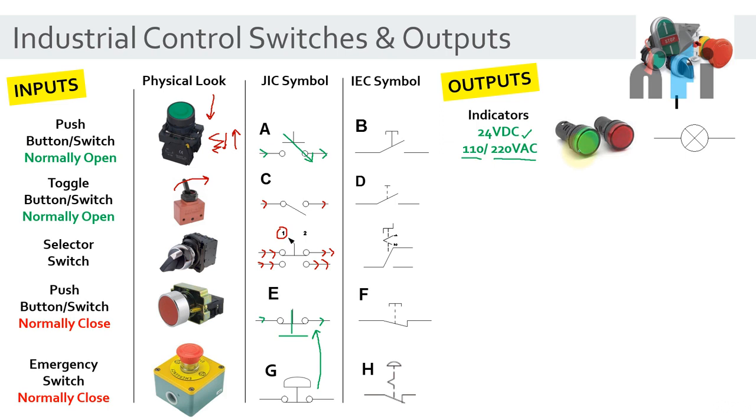That depends on the power supply you have in your panel. If your panel has AC supply only, then you have to use only AC indicators. If your power supply also has DC, you can use DC and AC. It's up to you, up to your application.